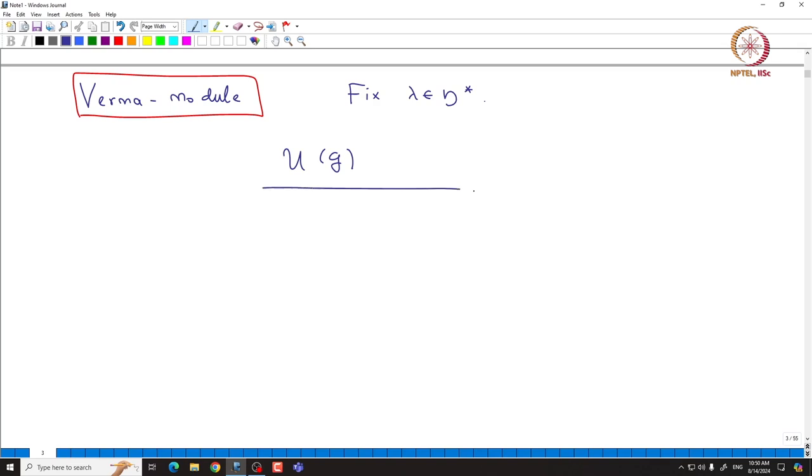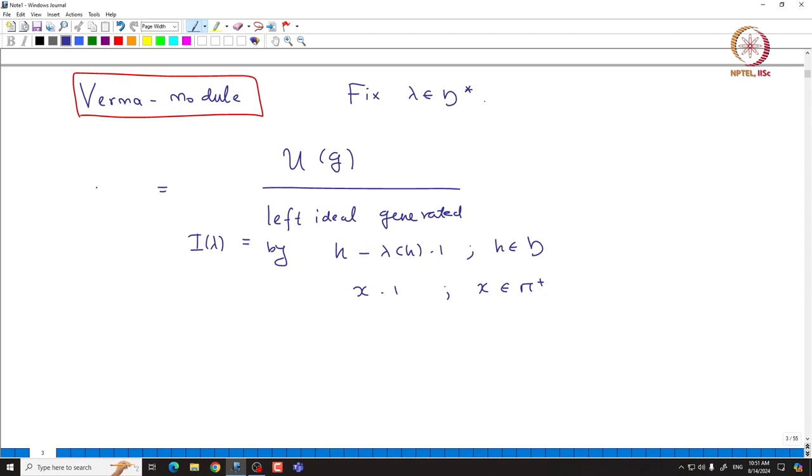So then what you do? You simply take the left ideal generated by the following things. You want the vector to have weight lambda, so you take h minus lambda of h times 1. That relation you impose for h in h, and then you want all of n plus to kill this vector, so you take x times 1 for x in n plus. Basically you take the left ideal generated by this. Let us call it I of lambda, then your Z of lambda is defined to be this particular module.